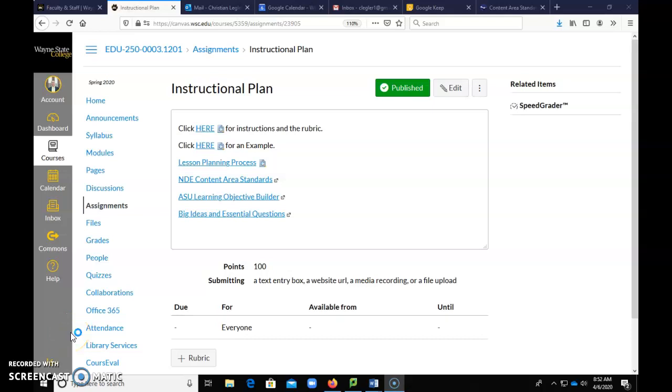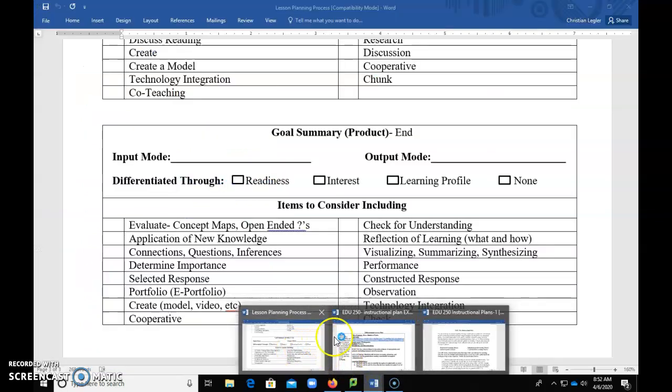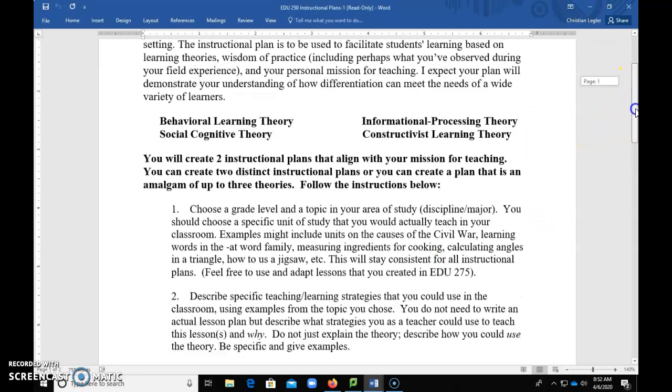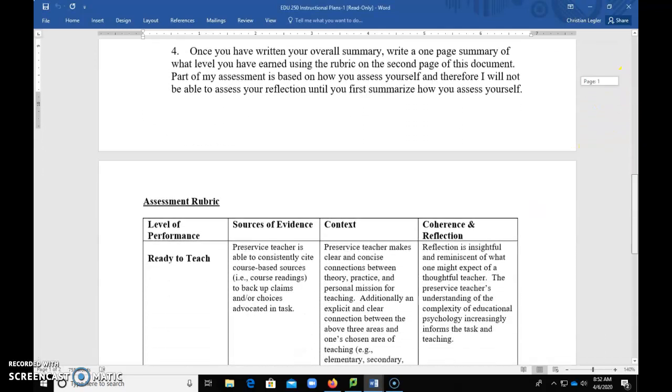I wanted to give you a more detailed explanation of the instructional plan that's due on April 19th, and added several resources to help you with your lesson plan because I realized that some of you are not taking EDU 275 this semester. So I have some instructions and a rubric that look like this. Make sure that you read the entire thing.